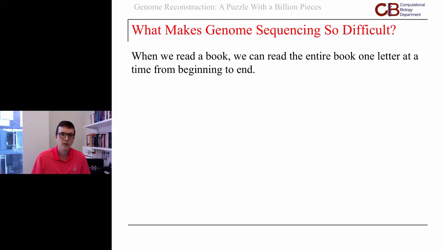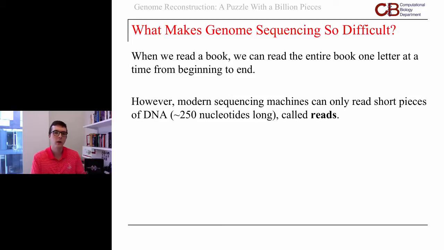So the question is, what makes genome sequencing so hard, and how does it connect to this? Well, when you read a book, you can just read the book one word at a time from beginning to end. But modern sequencing machines have been able to figure out what the sequence of nucleotides is on a piece of DNA. They're able to do this without actually seeing the nucleotides, indirectly inferring what they are, but only if the fragment of DNA is very short.